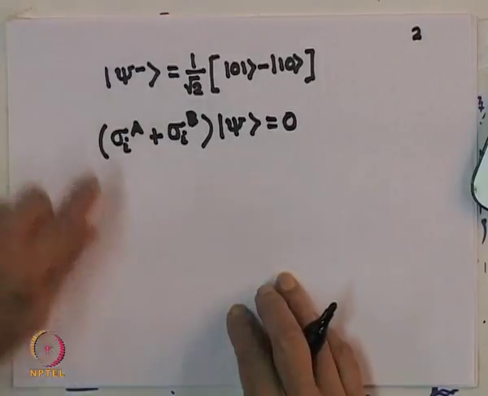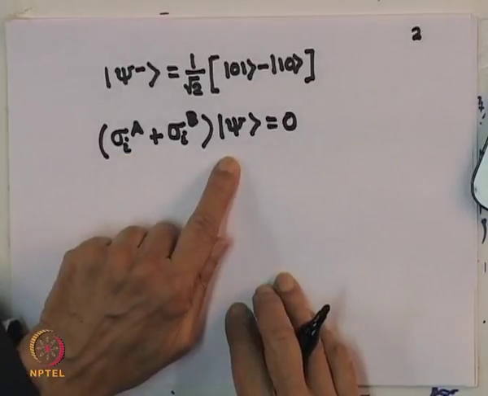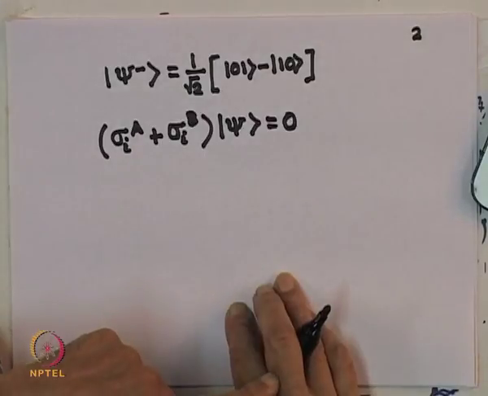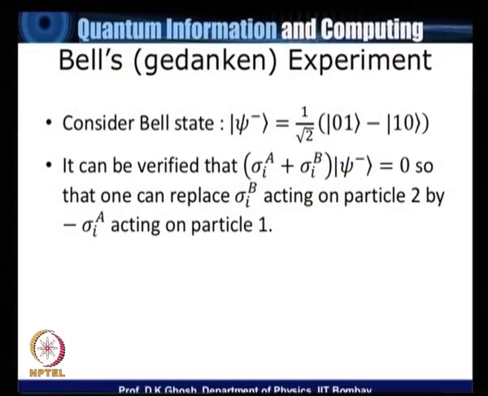Which means that sigma IA acting on psi is the same as minus of sigma IB acting on psi. Now what does it actually mean? It means that if I have an operator sigma IB which is acting on particle number 2, I can equivalently replace it with minus sigma IA on particle number 1, and that is what is shown in this slide.